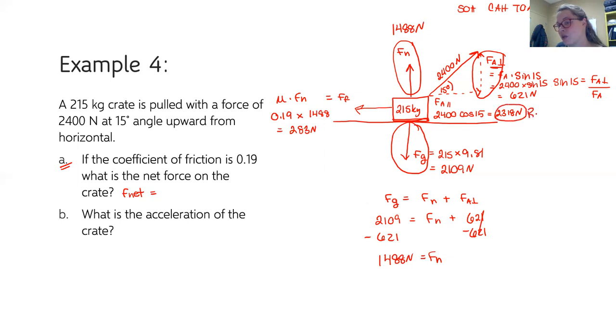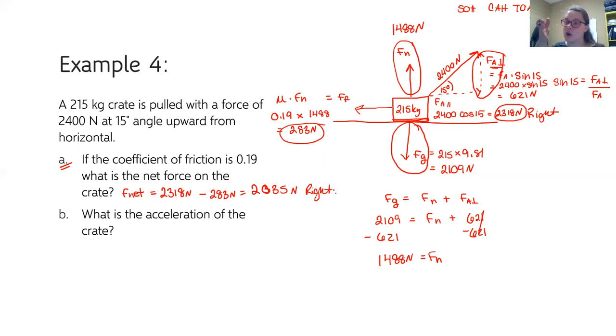We have a rightward force of 2,318 newtons. We have a leftward force of friction, minus 283 newtons, which gives us a net force of 2,035 newtons right.